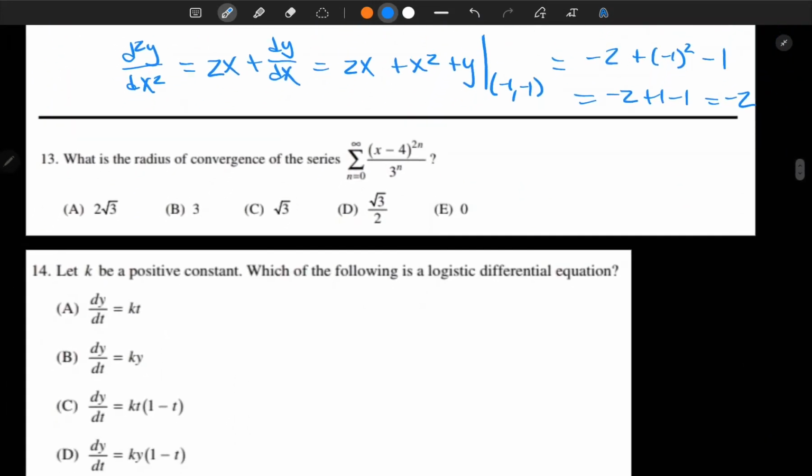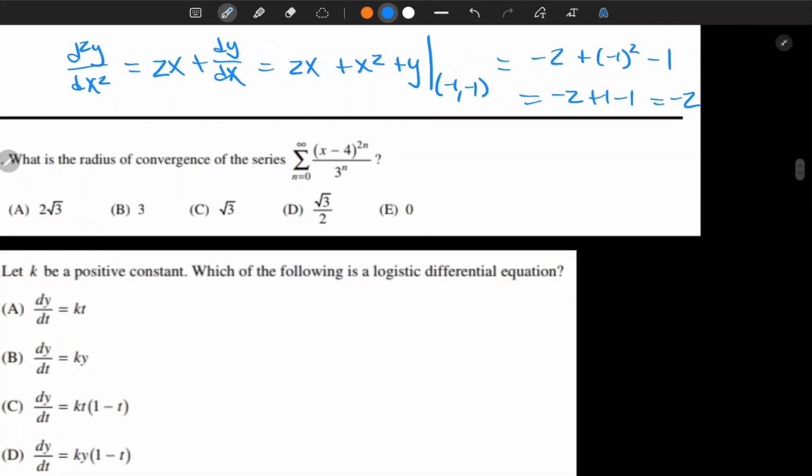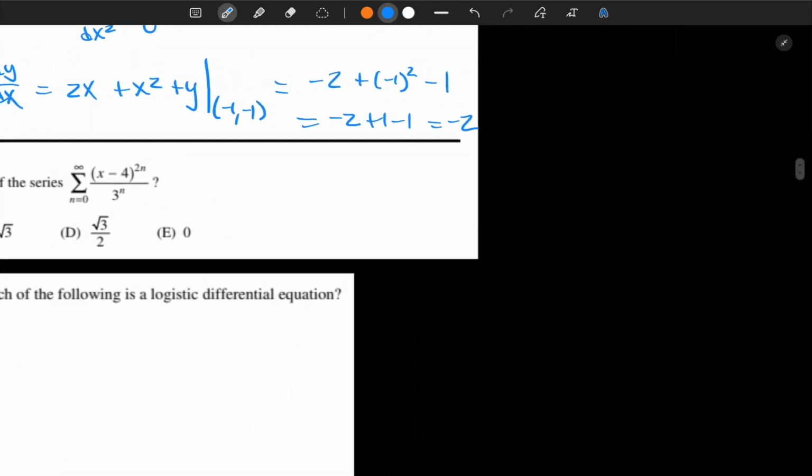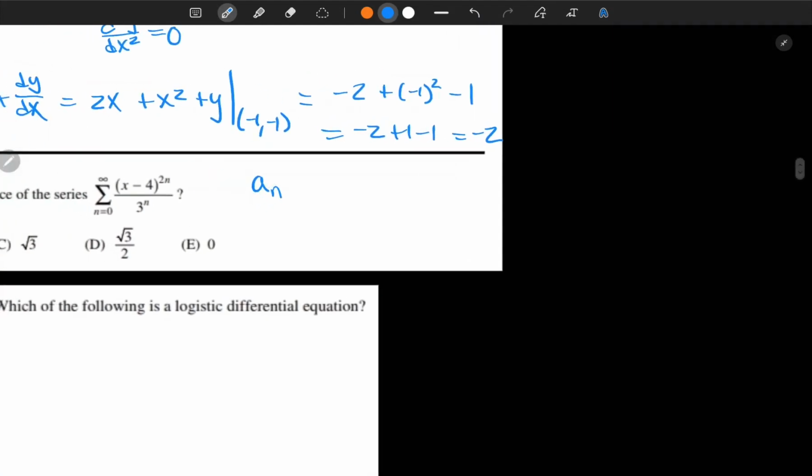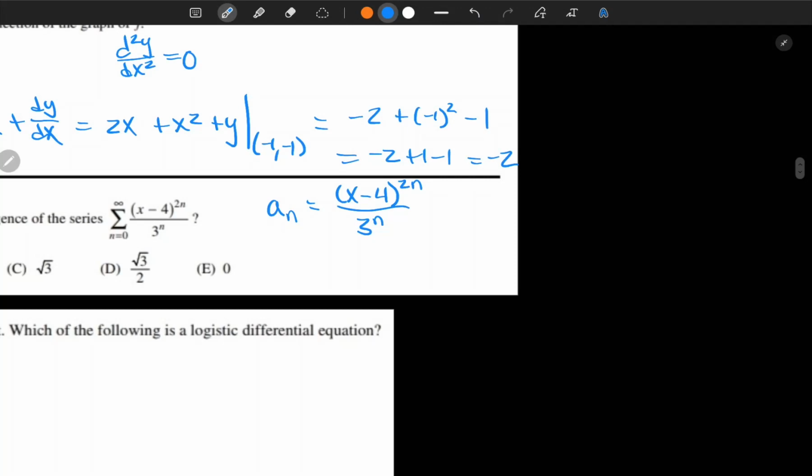Moving on, what is the radius of convergence of the series given by the following? Well, to compute the radius of convergence, recall that we first need to find what is a_n. This is just the nth summand. So here, this is equal to (x - 4)^(2n) over 3^n. So that's just the summand for a generic n value.